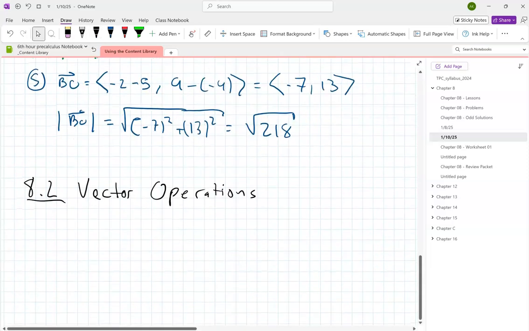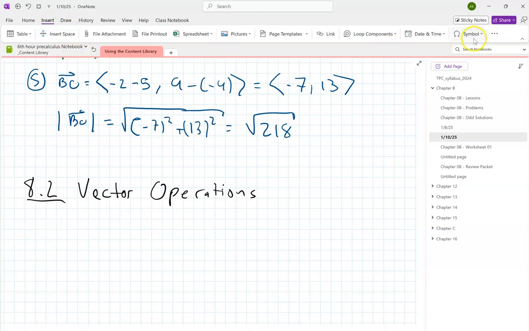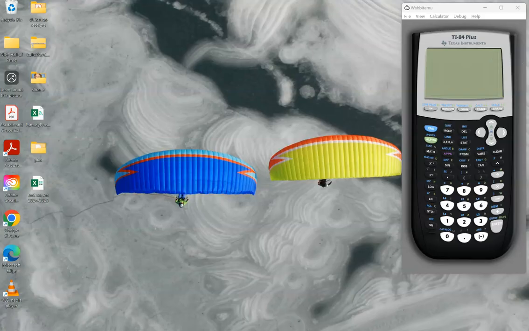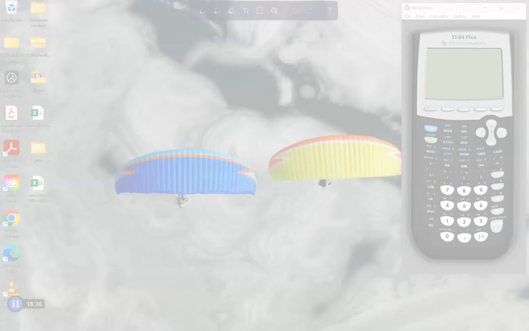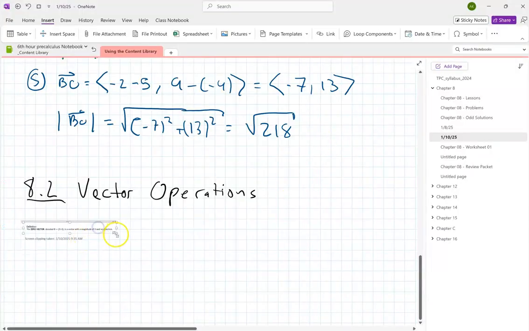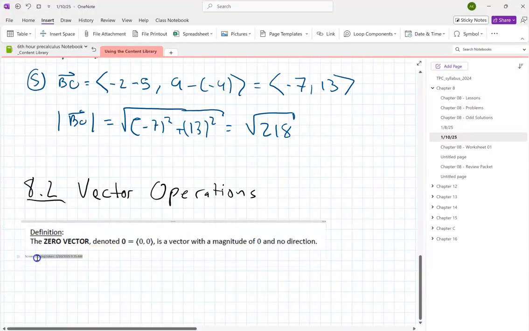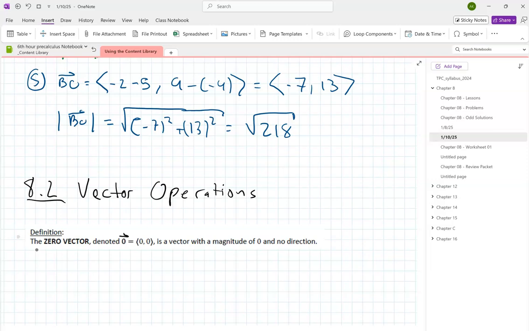Okay, so we're going to start by defining a special vector. And this vector is special because it's the only vector that has no direction. Ooh. It's called the 0 vector. So the 0 vector we denote with, that's that bold-faced 0 there, right? It's the same thing as that 0 wearing a vector hat. It's not the number 0, right? It's a vector 0. Its component form is 0, 0.